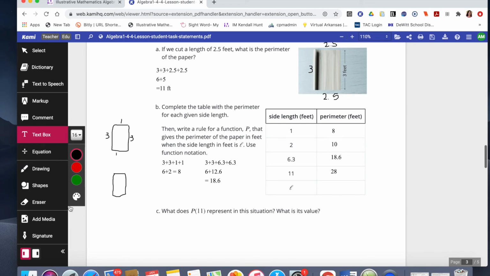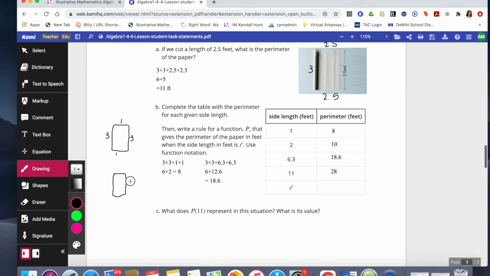All right, so we have our width of 3, and then our side length of L. Oh, that was a terrible L.